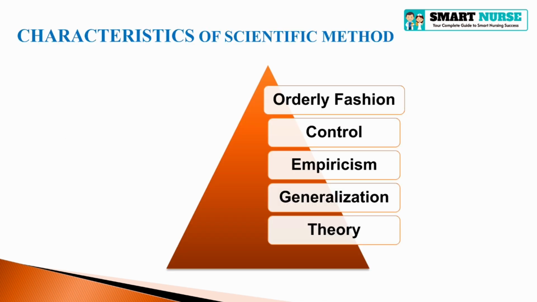Then next we come to the characteristics of the scientific method. Some characteristics must be present to prove a scientific method: mainly orderly fashion, control, empiricism, generalization and theory. Based on these characteristics you can do nursing research scientifically.